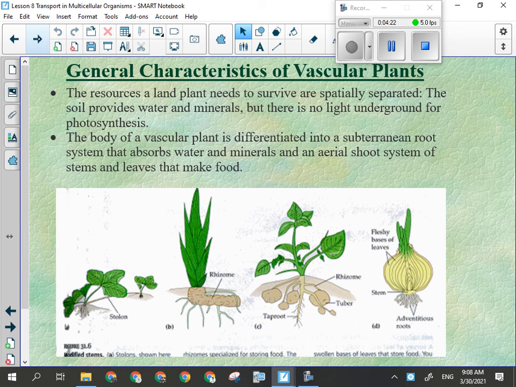Okay, so the resources that a plant needs to survive are spatially separated. That means they are not in the same place. Water and nutrients are in the soil, where there's no light. Okay? Light is in the air, where there's access to carbon dioxide, which they need, but there's no water and nutrients. So they have to have a way to transport things in two directions.